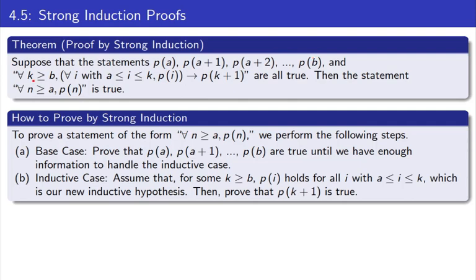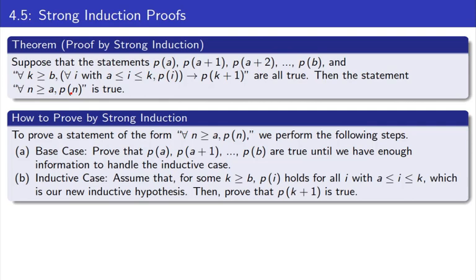What we have is for all k greater than or equal to b, which hasn't changed. But our assumption has. We no longer assume just p of k. We assume that for all i between a and k, p of i is true. But if we have all of the values for p of a through p of k, then we can show p of k plus 1 is true. If we have this claim, then we can also say that for all n greater than or equal to a, p of n is true.